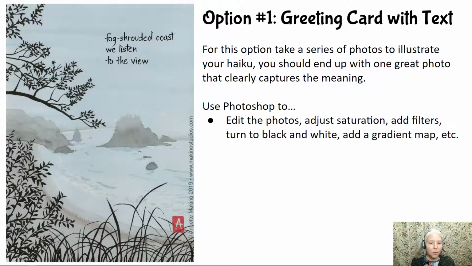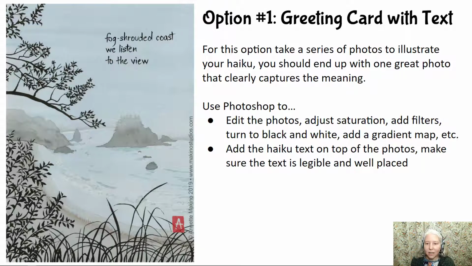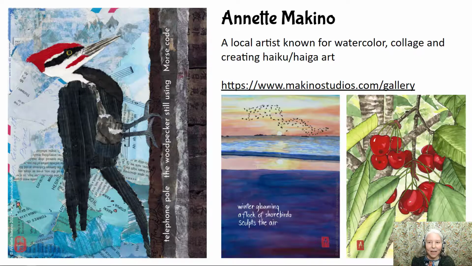Use Photoshop to edit your photos, adjust the saturation, add filters, turn it to black and white, add a gradient map, whatever technical or creative adjustments that you need to make to your photo. Add the haiku text on top of the photos. Make sure the text is legible and well placed. Include the author's name. This is some of Annette Makino's work. She's a local artist known for watercolor, collage, and creating haiku and haiga art.